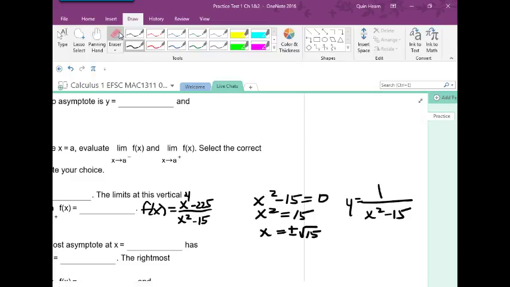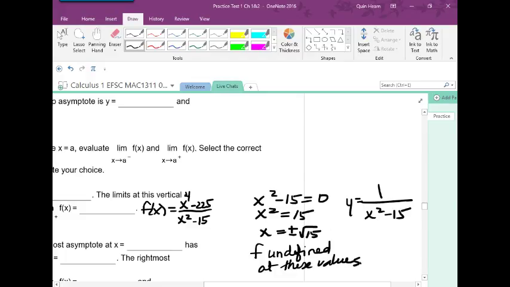And the way that you tell which is which is, when you have a rational function like these, rational function just means they're fractions, you check to see if it can be reduced. So all we really know for sure at this point is that f is undefined at these values, right? So if you try to plug square root of 15 into the function, yes, you get undefined. But is it undefined like you have an asymptote? Or is it undefined like you have a hole in the graph? That's the question that we need to figure out.